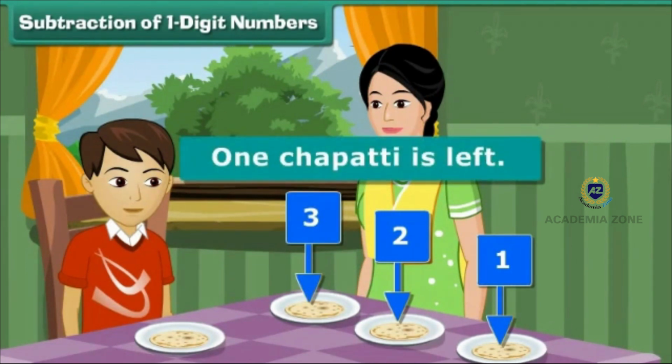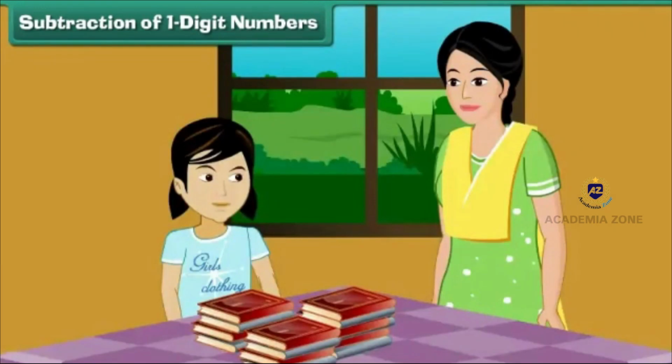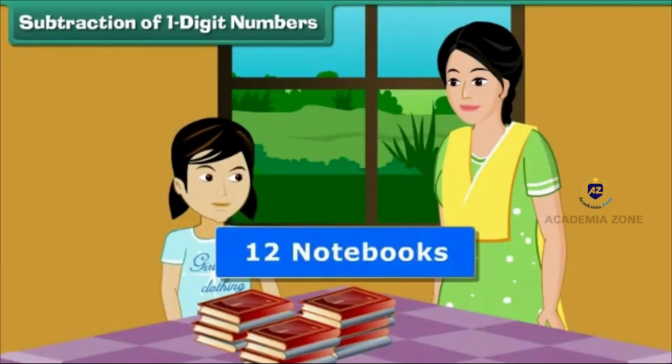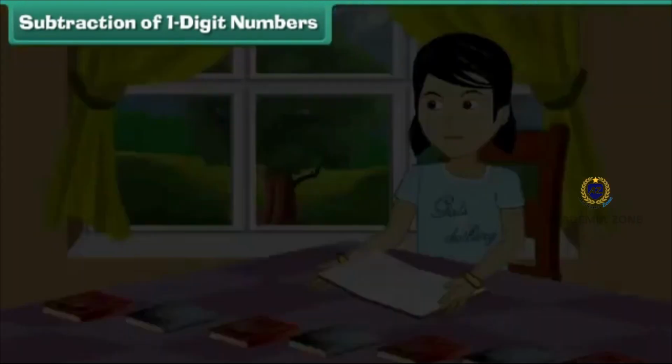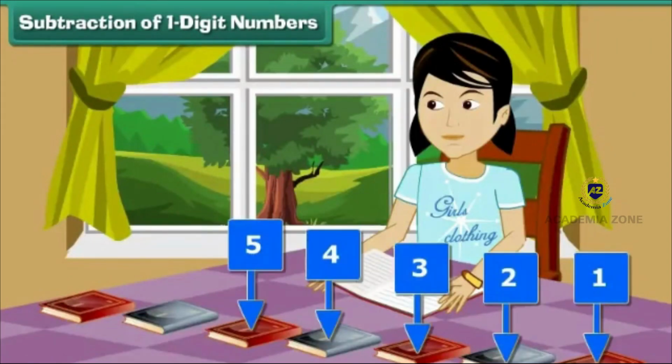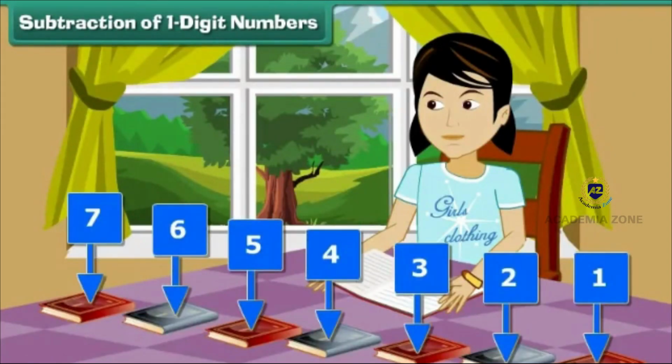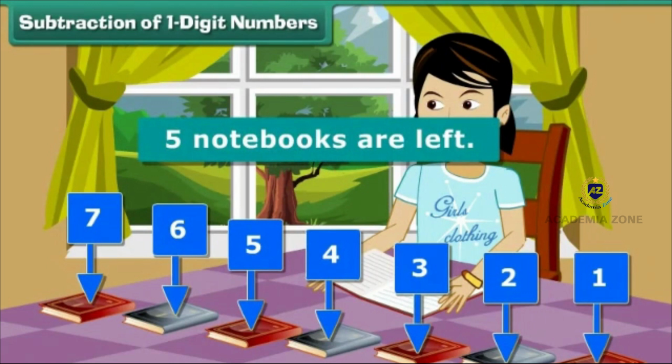1 chapati is left. Priya's mother bought her 12 mathematics notebooks. She has used up 7. How many notebooks are left? 12 minus 7 is equal to 5. 5 notebooks are left.